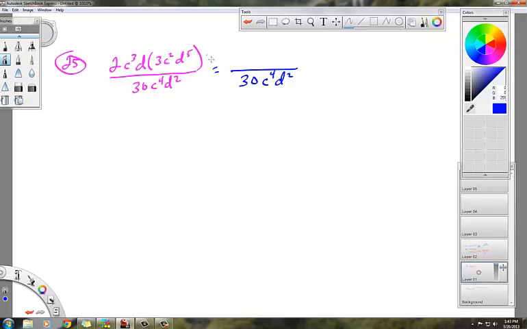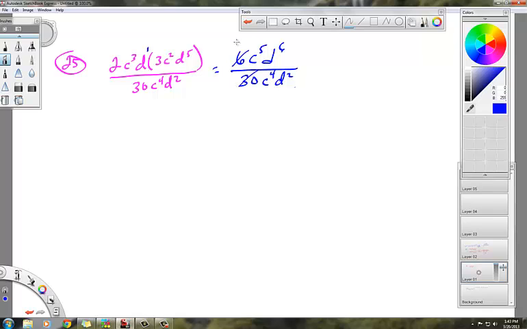I'm going to take 2 times 3, that's 6. c to the third times c to the second is going to be c to the fifth. d to the first, now notice I put a little 1 there. That's okay to do that. d to the first times d to the fifth is d to the sixth. And now I'm going to come right in here and cancel anything I can. So the 6 and the 30.